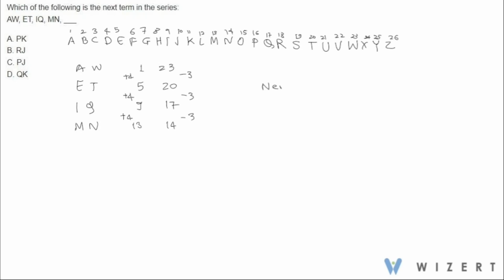So the next member will be, let's see, 13 plus 4 is 17, and 14 minus 3 is 11. So 17, 11, which is Q, and 11 is K. So the next member should be QK. Answer is option D.